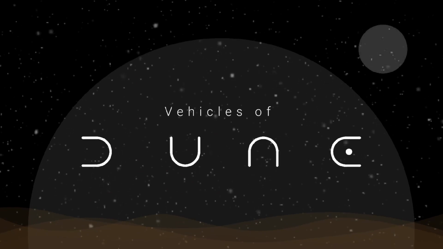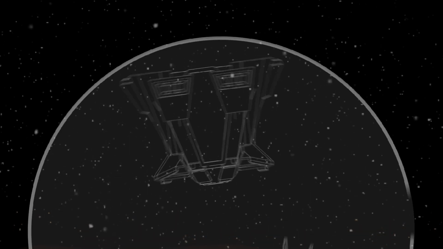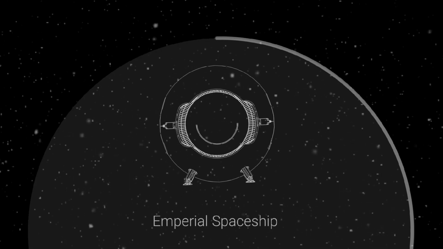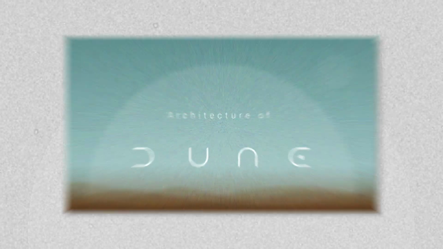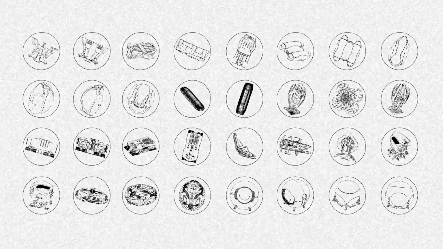From small thopters to city-sized spaceships, Dune 2021 is packed with sci-fi futuristic vehicles. In our last video, we explored the architecture of Dune. Now, let's take a look at these machines and their designs, in the order of their appearance in the movie.